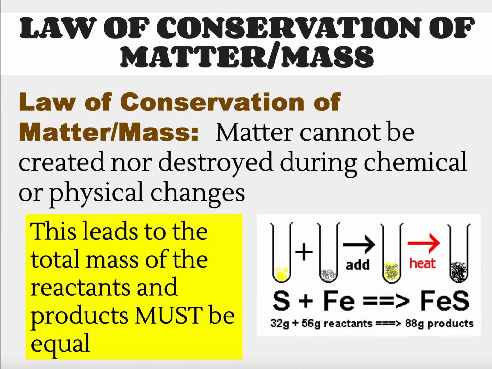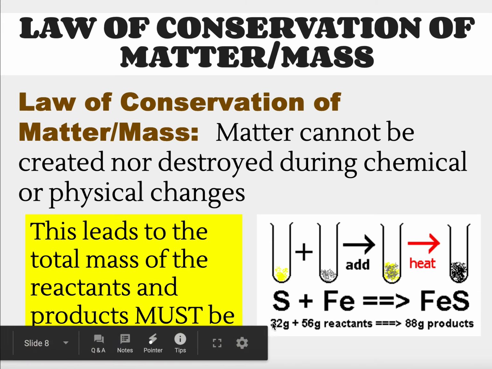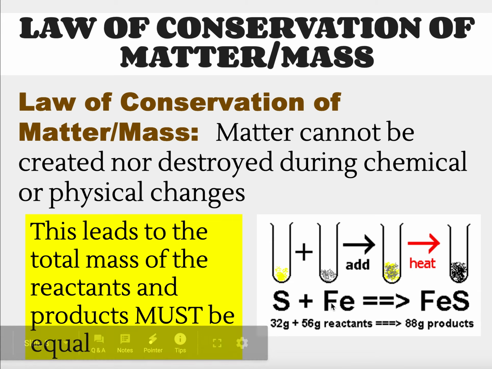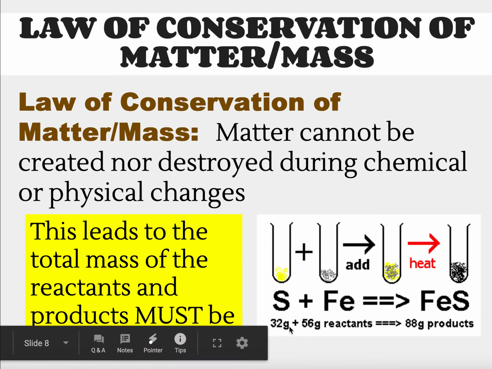So, in this reaction, if I start with 32 grams of sulfur and 56 grams of iron, then that means I have to have 88 grams because 56 plus 32 is 88. That the mass of all of the reactants must equal the mass of all of the products.